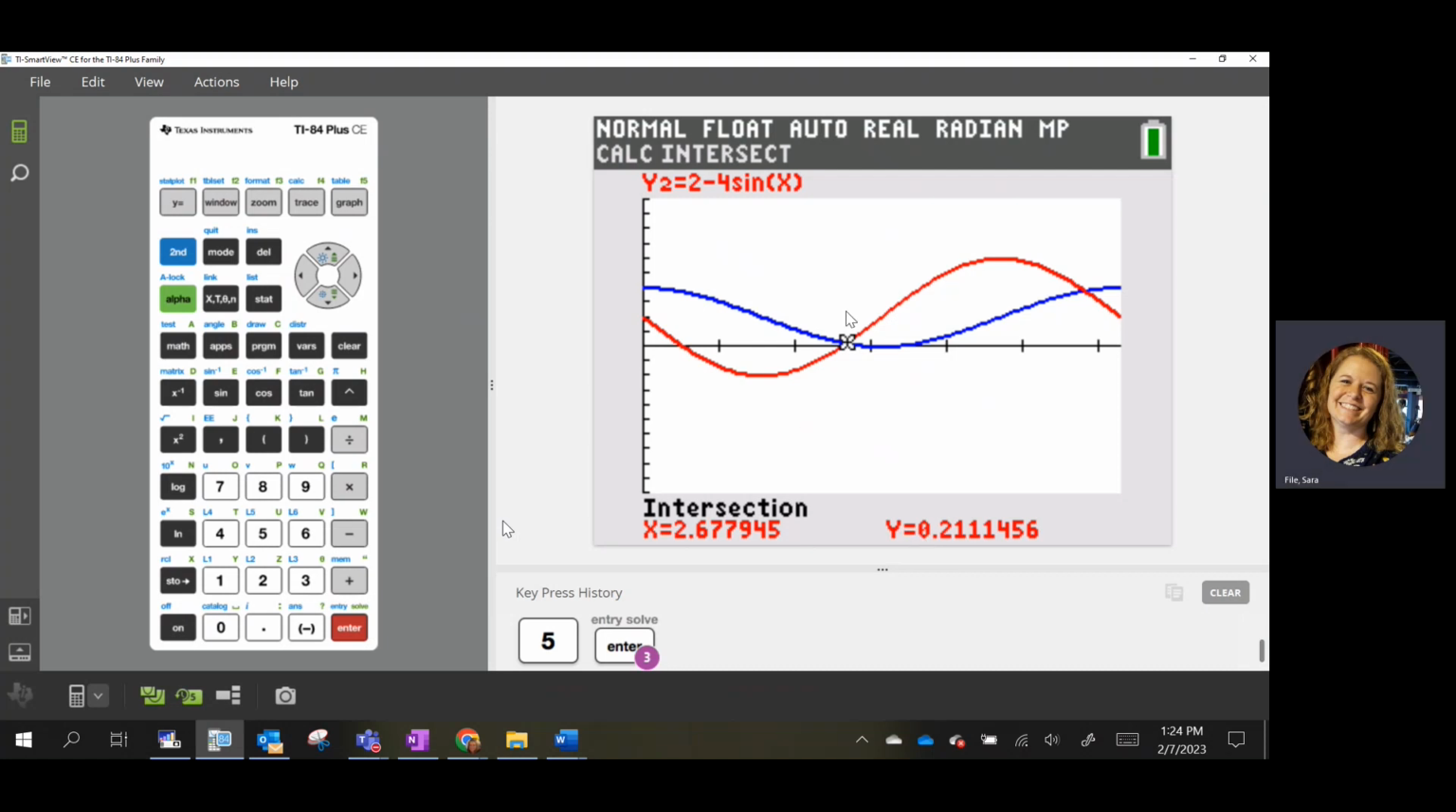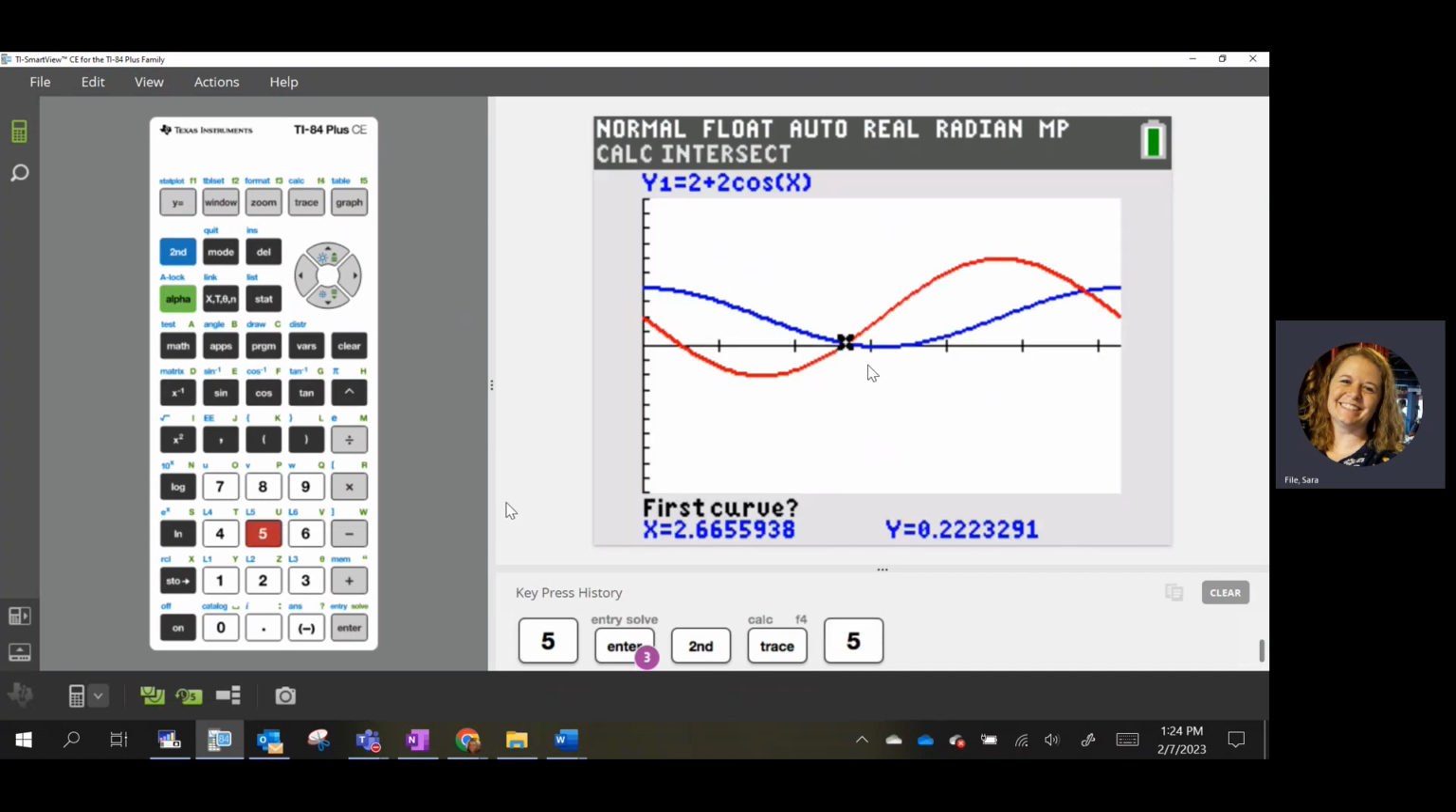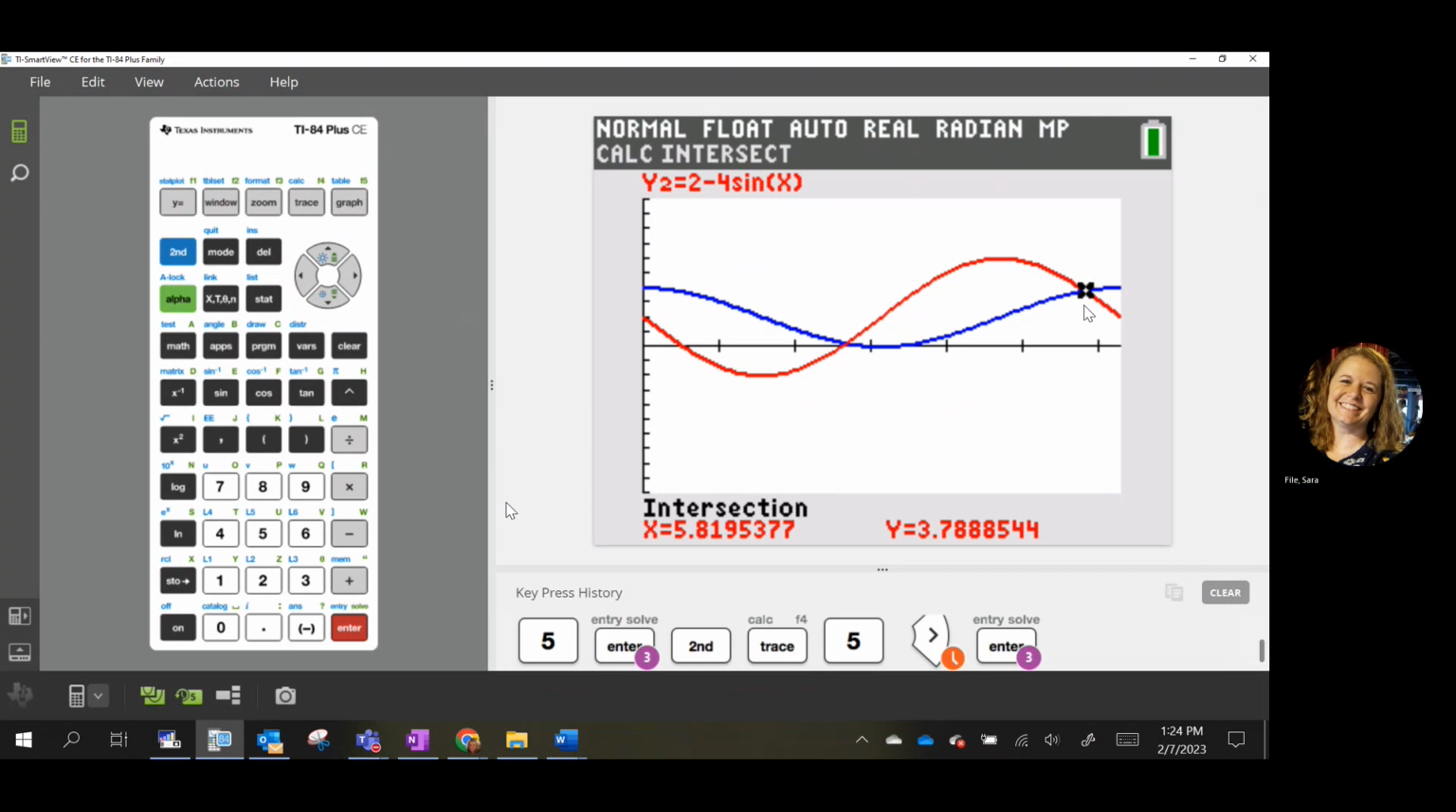Now I know there were 2 collision points. So if I want to find the other one, I do the process again. I go second, trace 5. But before I start hitting my enters, I'm going to scroll over closer to the other intersection. I'm going to come closer over here and do my enter, enter, enter. And it's going to give me the coordinates of the second intersection.